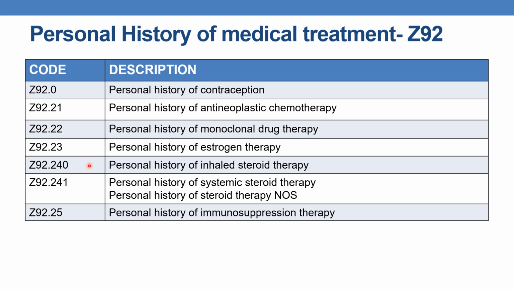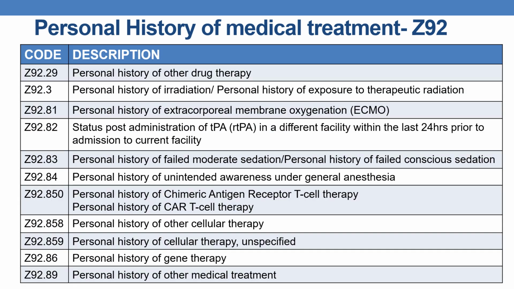Z92.240 indicates personal history of inhaled steroid therapy. The next is Z92.241. This indicates personal history of systemic steroid therapy or personal history of steroid therapy NOS. Next is Z92.25. It indicates personal history of immunosuppression therapy. The next code is Z92.29. It indicates personal history of other drug therapy. The next is Z92.3, personal history of irradiation or personal history of exposure to therapeutic radiation.